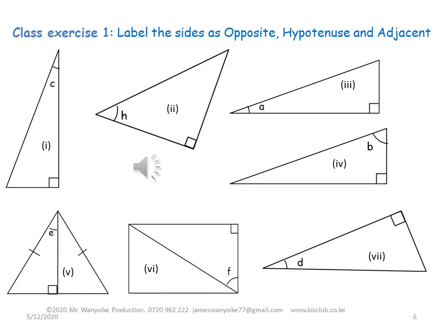Class exercise. Label the sides as opposite, hypotenuse, and adjacent. Students, copy the triangles, do the work, and post it in the Google Classroom platform.